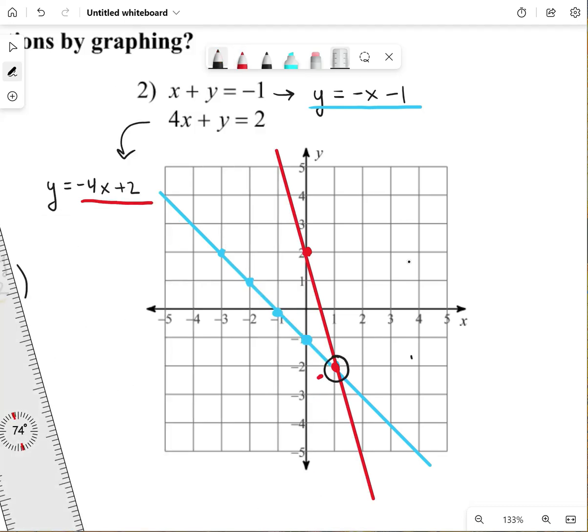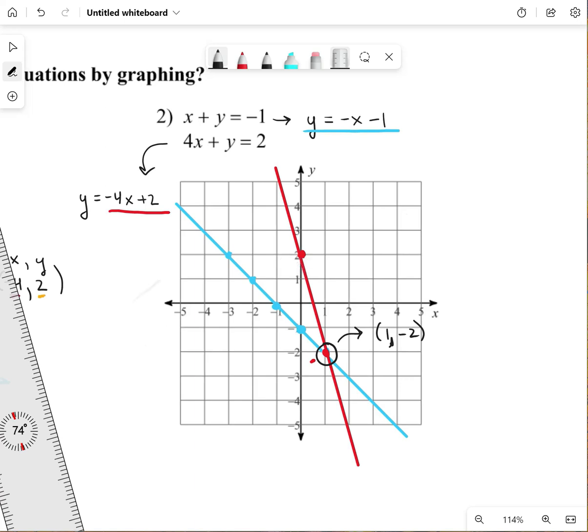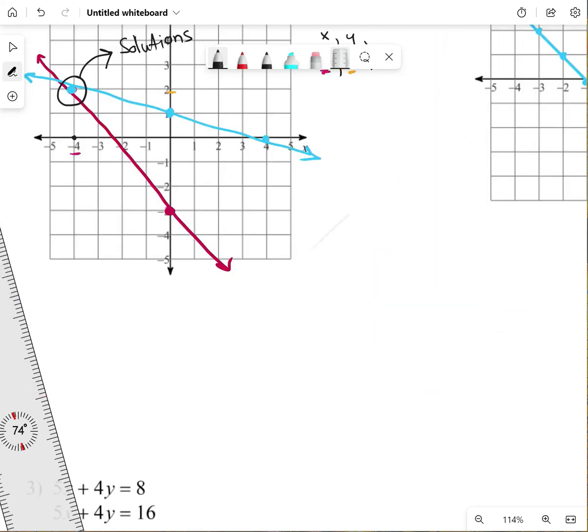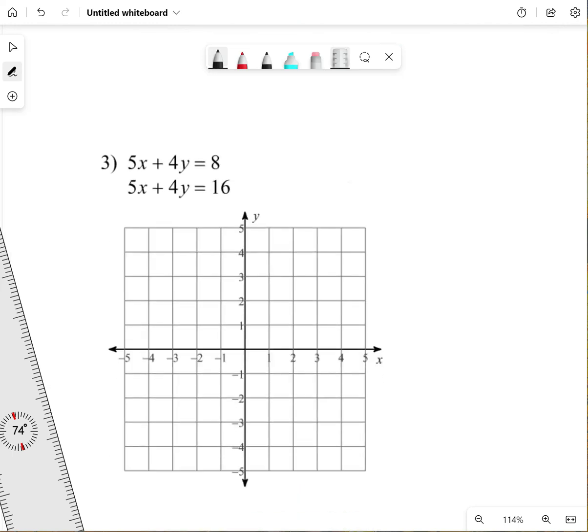What we can see is that at the point (1, -2), we have our solution. So (1, -2) is where those two graphs collide. So don't forget about slope-intercept form from standard form. Let's look at one more example. So just more practice, remembering how to get into slope-intercept form from standard form.